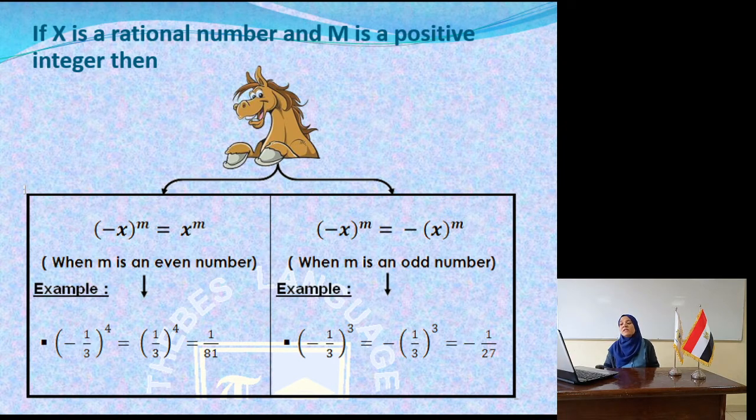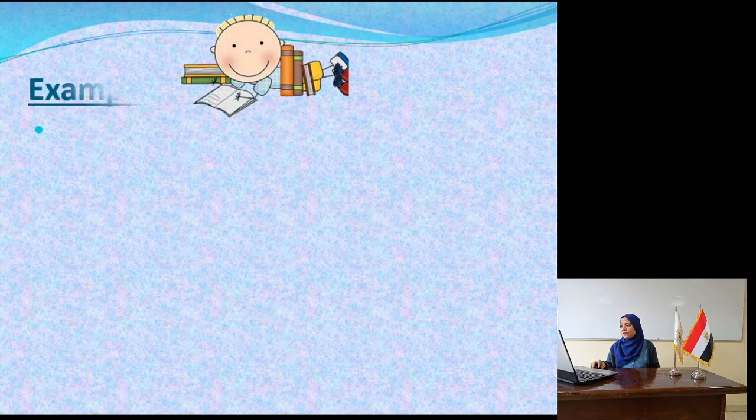But if we have a negative number raised to an odd power, for example (negative 1 over 3) to the power 3, that means negative 1 over 3 multiplied by itself 3 times. Negative times negative equals positive, but positive times negative equals negative. So the negative will be in the result. We can write it outside of the bracket as negative (1 over 3) to the power 3 equals negative 1 over 27. Let's move to slide number 5.